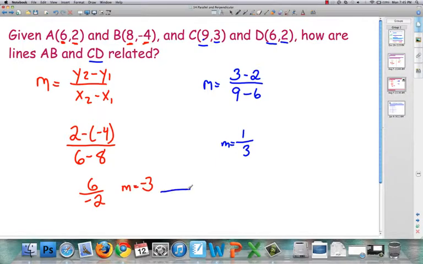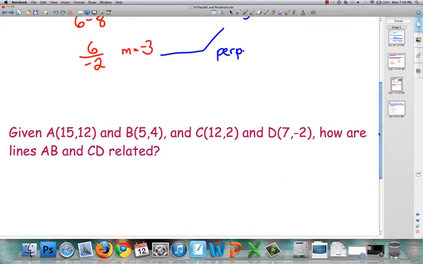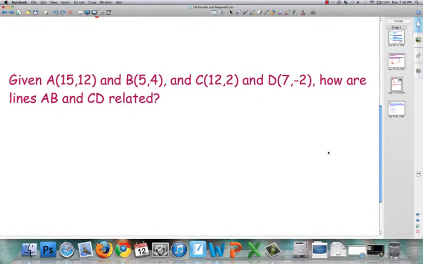Now if we take a look at these slopes, I think you'll be able to see that they are negative reciprocals. Negative reciprocal slopes means these lines are perpendicular. So Ms. Sinclair and I are going to ask you to try the next question on your own and see if you can determine how AB and CD are related.